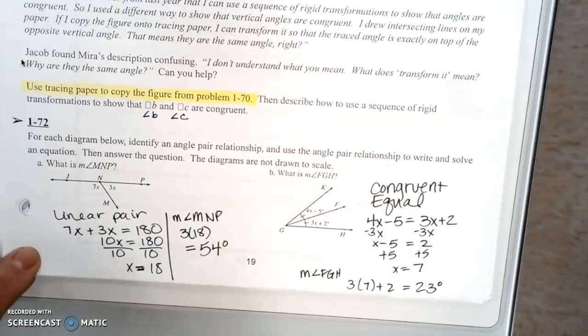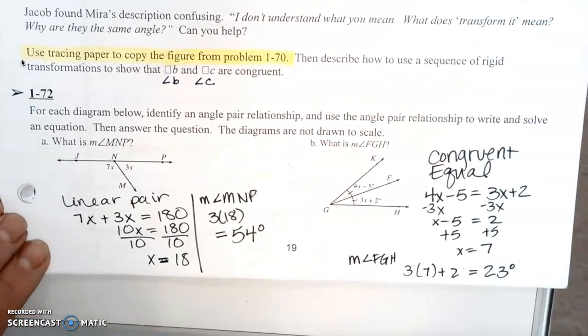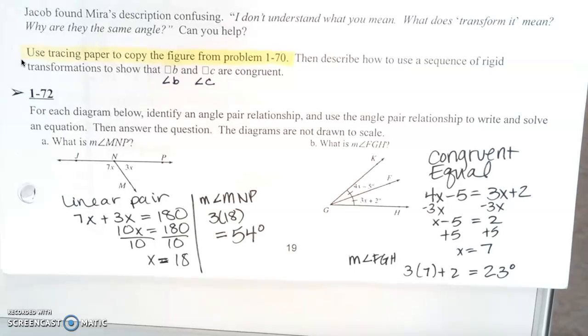And then the last part, question 72, let me zoom in a little. Here it says, for each diagram below, identify an angle pair relationship and use the angle pair relationship to write and solve an equation. Then answer the question. The diagrams are not drawn to scale. So let's look at A first. A, we have, what is the measure of angle MNP? So if you take your finger and tap out, here's M, here's N, here's P. Inside that angle with the vertex at N is a 3x. So we want to know what that 3x is equal to.